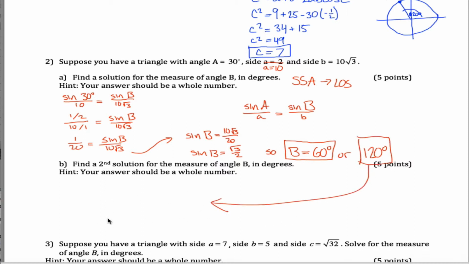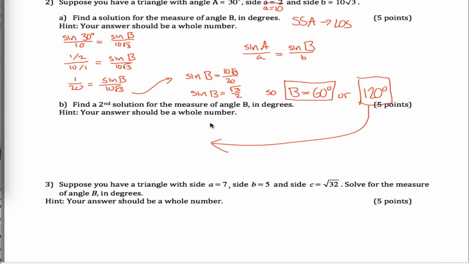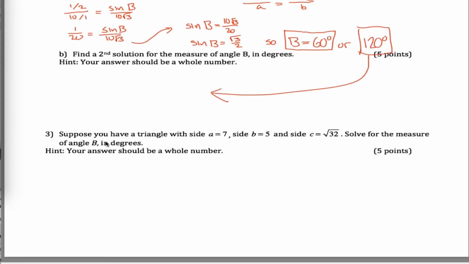And I don't even feel the need to show any more work here. It's just find a second solution. There's your second solution. Done. Sine of 60 degrees is root 3 over 2. Sine of 120 degrees is root 3 over 2. Two solutions. Done with that problem. Oh, I guess I don't need to change anything. Perfect. All right, number 3.